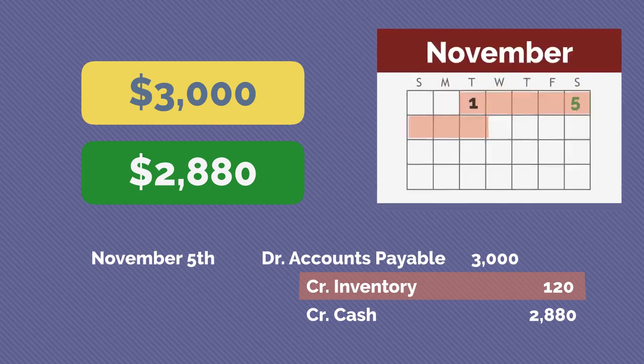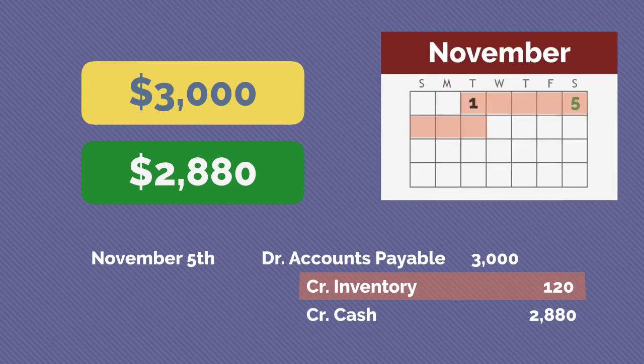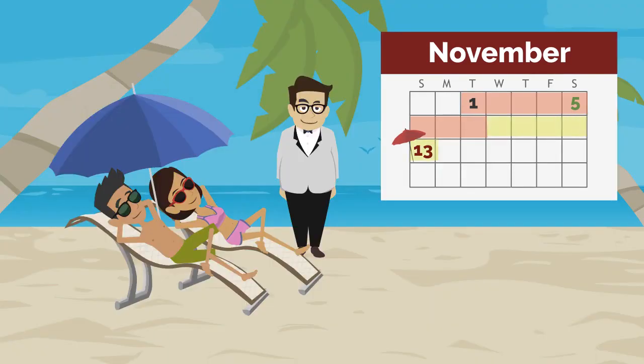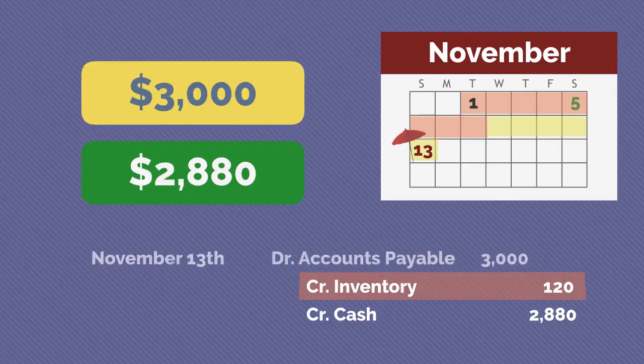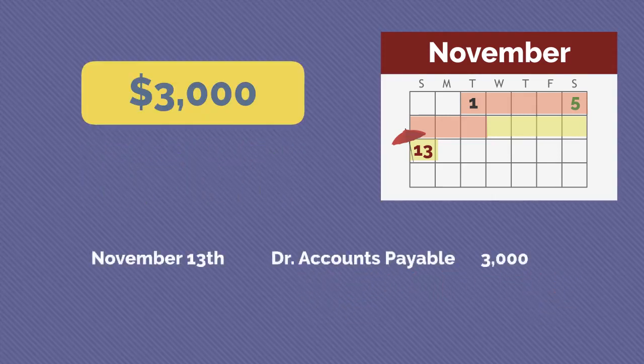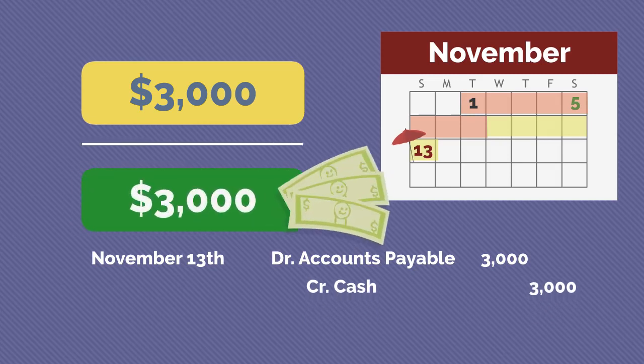However, Tom remembers that his manager is on vacation until November 13th, and he won't be approved to pay the actual amount in cash until then. If that's the case, what will the journal entry look like instead? In that case, he won't qualify for the discount and will have to pay the full amount in cash on November 13th, because he won't be able to make the invoice payment until after the 8-day credit term.